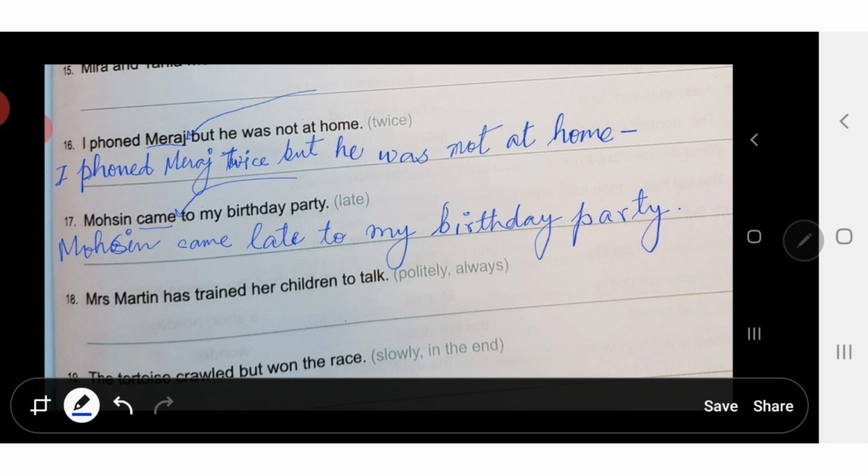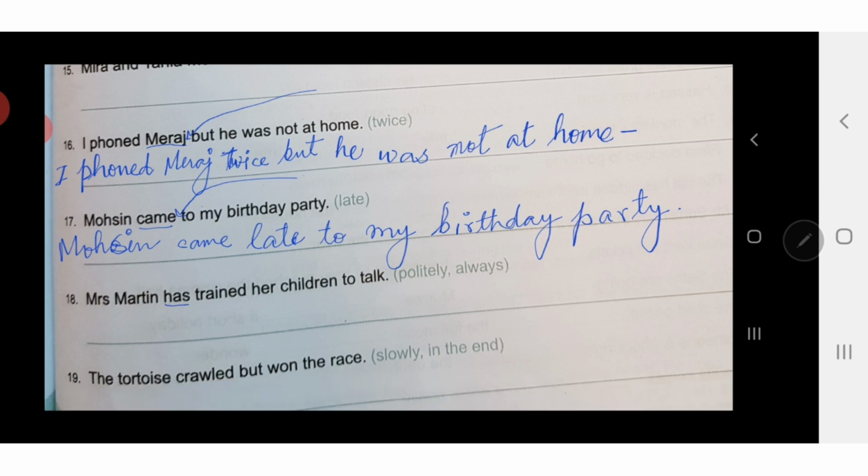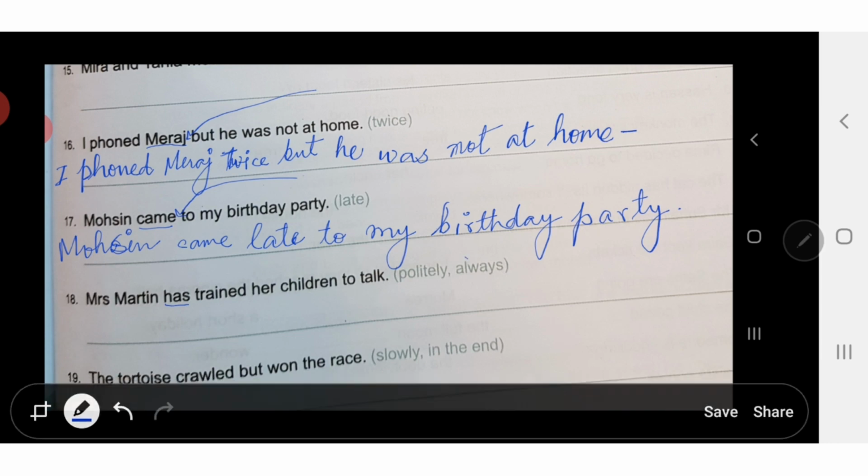Now you see, students, has is the helping verb. We have to see which one makes sense. They are given two brackets. If we take politely first, it will become Mrs. Martin has politely trained. No, why would she be like that? So we will make it Mrs. Martin has always trained her children to talk politely. What can she teach her children to do? To talk politely. Now you see it makes sense, right? Now let's start writing.